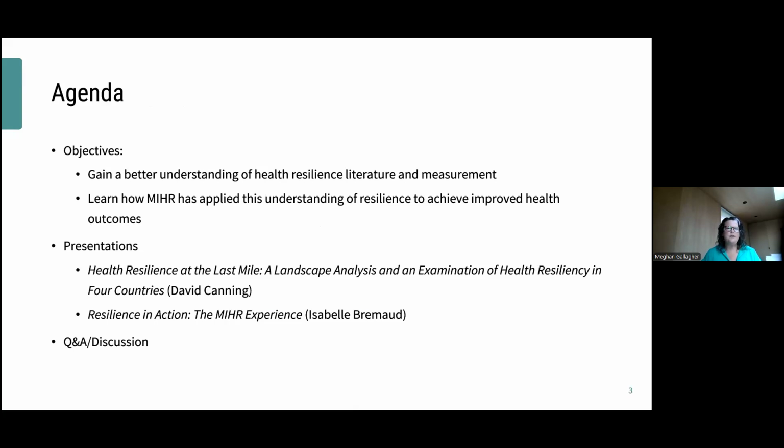So today we're going to focus on two main objectives. As I mentioned before, we want to get a better understanding of health resilience literature and measurement, where we are now. David Canning is going to talk a little bit about some of the work that they did, thinking about this a little bit further. And then we're going to learn how Momentum Integrated Health Resilience has applied this understanding of resilience work to achieve improved health outcomes. So there'll be two presentations. David Canning from Harvard will present first, followed by Isabelle Brumeau from MIHR, and then there'll be ample time at the end for questions and discussion.